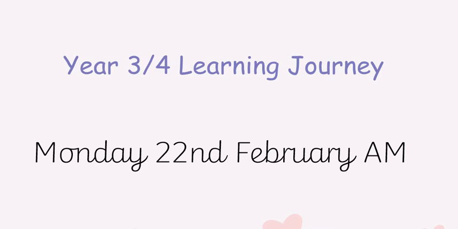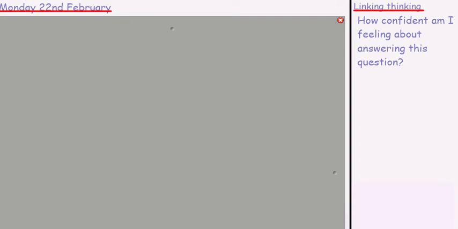Okay, so the next thing that I'm going to do is show you how I would like your page laid out today. So we're going to go for the same setup again. We're going to have our date in the top left hand corner underlined with a red pen using a ruler, please, and then a line down the right hand side to create our linking thinking column. This is so that we can constantly check on how confident we're feeling and link our work together so that we can show we are improving. So we have a question to put into the linking thinking column too. So pause the video now and get your page set up ready. Join me in a moment when you're ready.